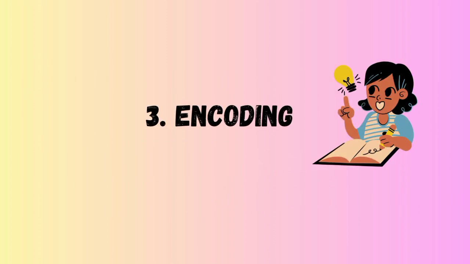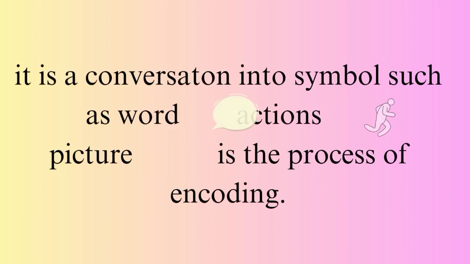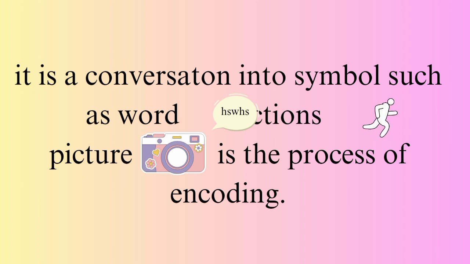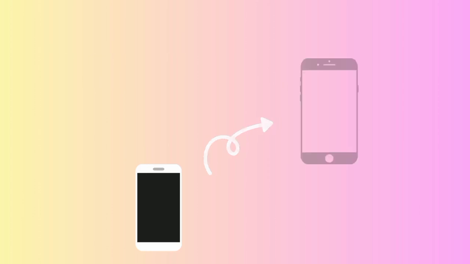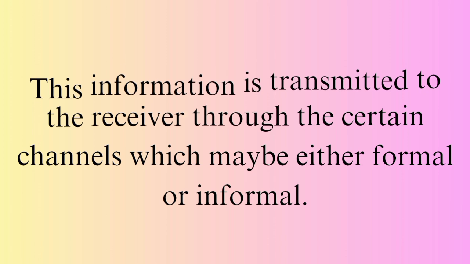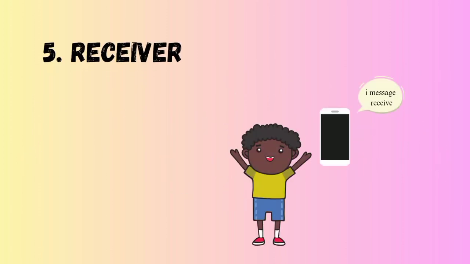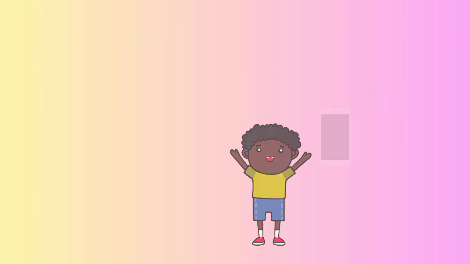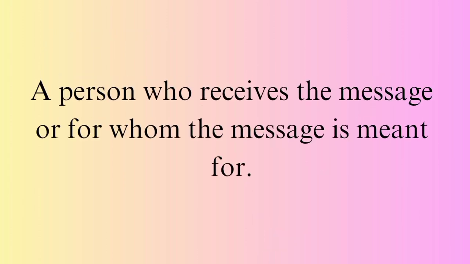3. Encoding. It is a conversion into symbols such as words, actions, pictures. The process of encoding. 4. Communication channel. This information is transmitted to the receiver through certain channels which may be either formal or informal. 5. Receiver. A person who receives the message or for whom the message is meant.